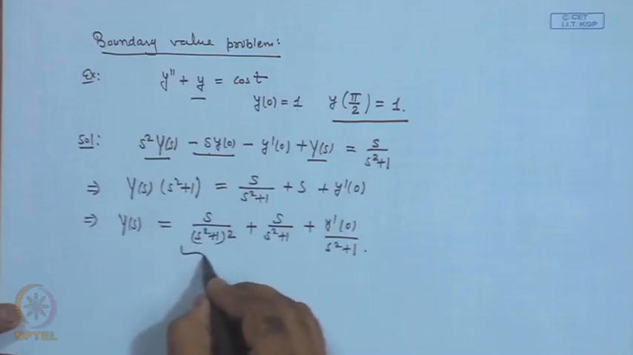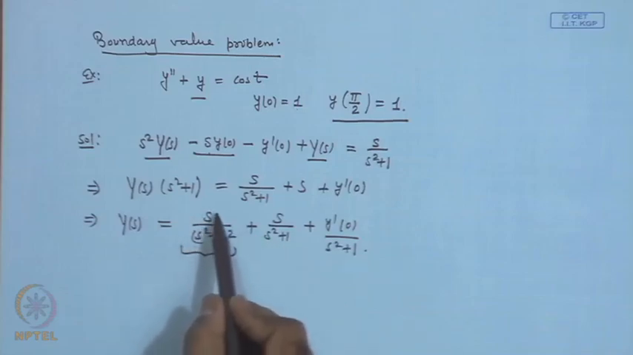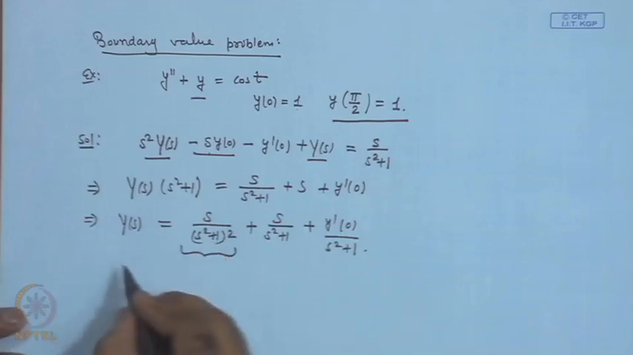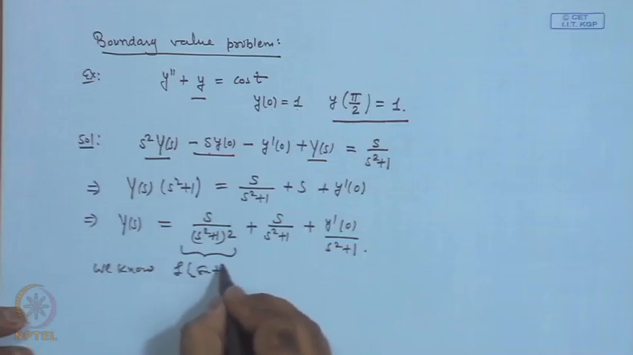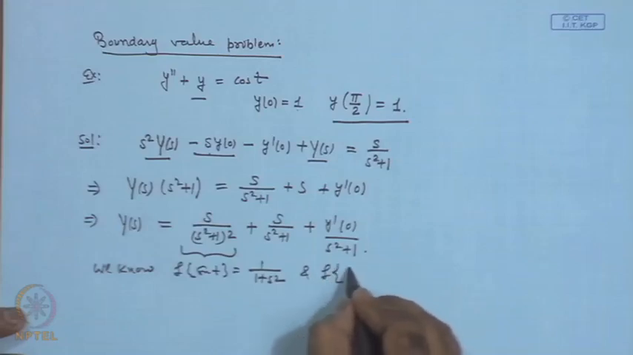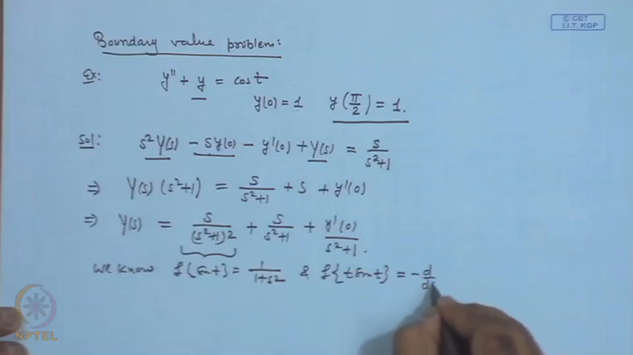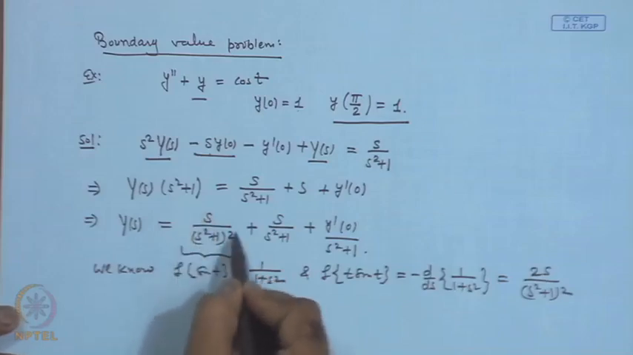Before that, let me just point out that wherever we get this (s square plus 1) whole square type things, we know that the Laplace transform of sin t is 1 over s square plus 1. Also, the Laplace transform of t sin t, by the theorem, is minus d over d s of the Laplace transform of sin t, that is 1 over 1 plus s square, and we get simply here 2 s over (s square plus 1) whole square. So, this is the term which we can see here.